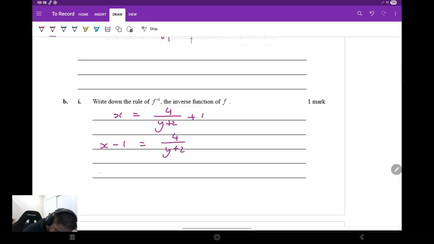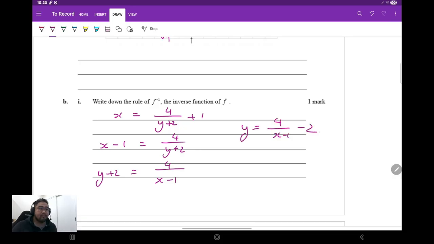Rearranging this, we get x - 1 = 4/(y + 2). Switch the terms, so we get y + 2 = 4/(x - 1). Therefore, y = 4/(x - 1) - 2. And we need to make sure that we state that the domain can be where x is an element of all real numbers except for 1.